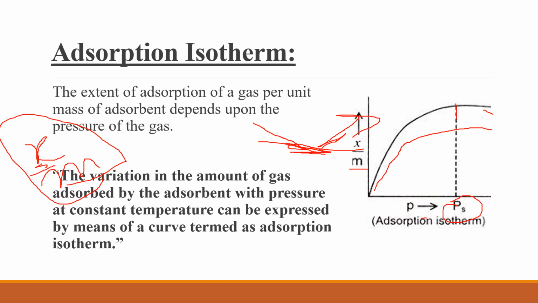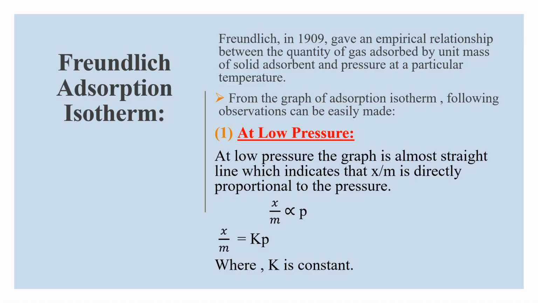The concept of adsorption isotherm was further explained by scientists, and one of them is Freundlich, who gave the Freundlich adsorption isotherm. Now come to Freundlich adsorption isotherm. Freundlich in 1909 gave an empirical relationship between the quantity of gas adsorbed by unit mass of solid adsorbent and pressure at a particular temperature. It means temperature remains constant.